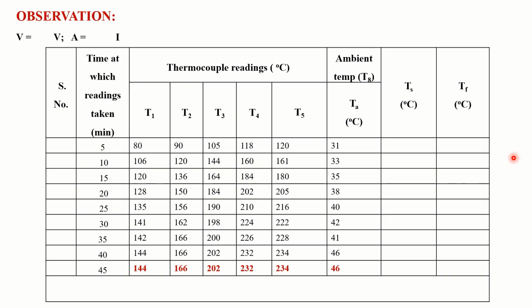TF is the film temperature, that is the average between the surface temperature and the ambient air temperature. Next, we'll move on to calculation. There are two major calculations: the experimental value of heat transfer coefficient and the empirical value of heat transfer coefficient. First, I'll explain the calculations for the experimental value of heat transfer coefficient.